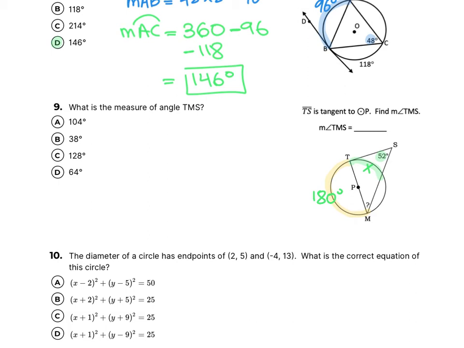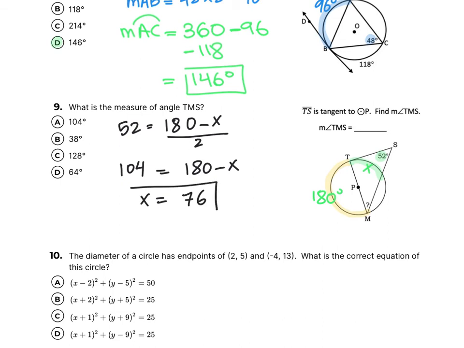So I can set up an equation and say that 52, which is the angle outside the circle, is equal to 180 minus x divided by 2. You multiply by 2 and you get 104 equals 180 minus x. You solve for x and you get x is equal to 76 degrees.